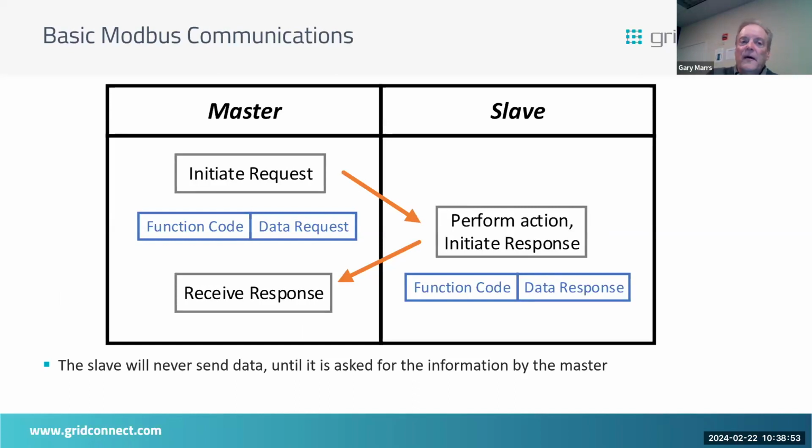This is just a basic overview of how Modbus messages work. The master initiates the request with some data. The slave performs the action requested of it, and then it sends a response back to the master. It's not highly efficient, but it does work. The important thing to realize is the slave can never initiate a command all by itself. It can only respond to requests.